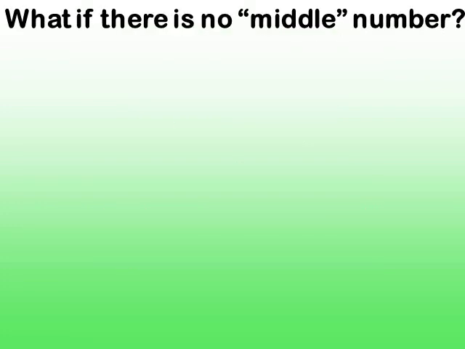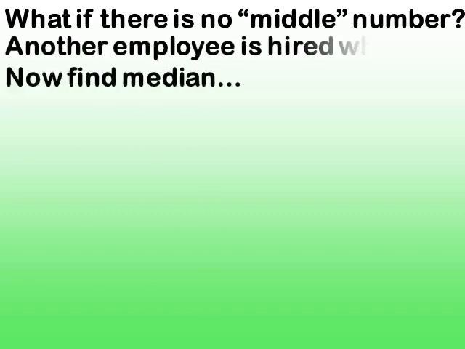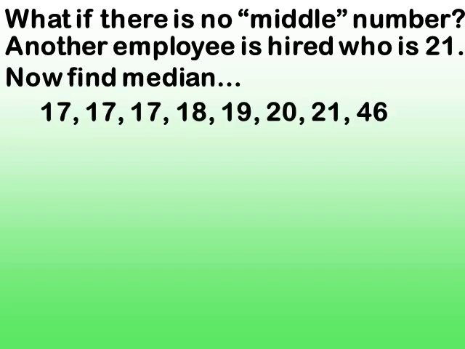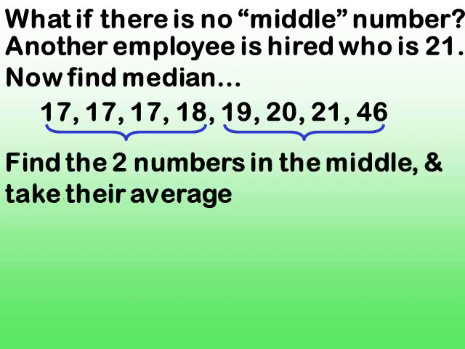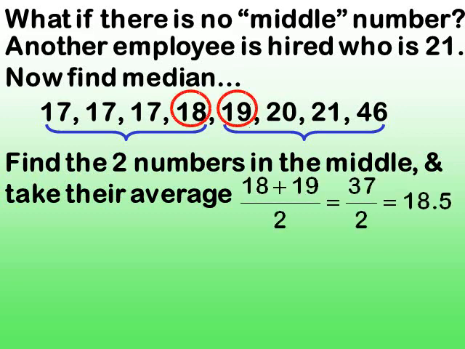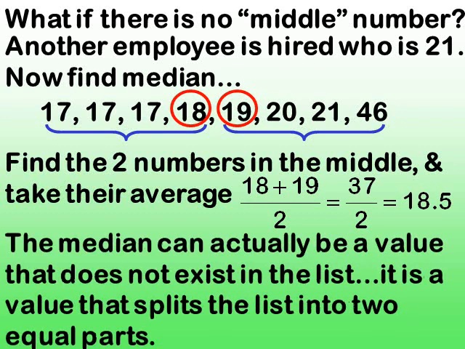What if there is no middle number? If they hire another employee who is 21, our median will be between the values of 18 and 19. So you're going to find the two numbers in the middle and take their average. The median is now 18.5 years of age. The median can actually be a value that does not exist in the list. It's a value that splits the list into 2 equal parts.